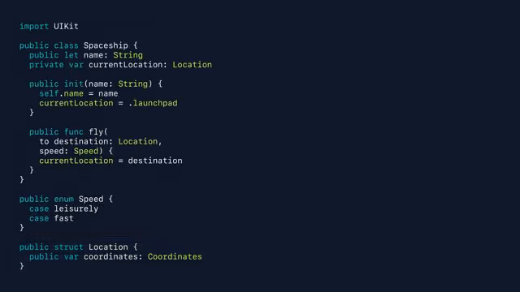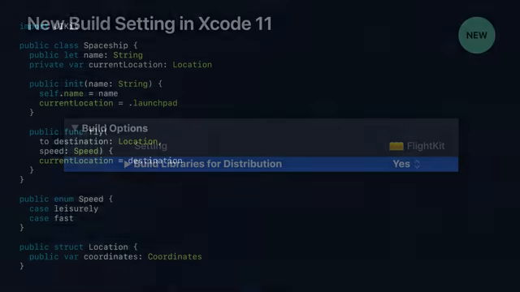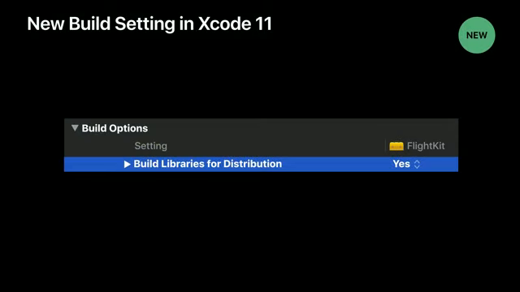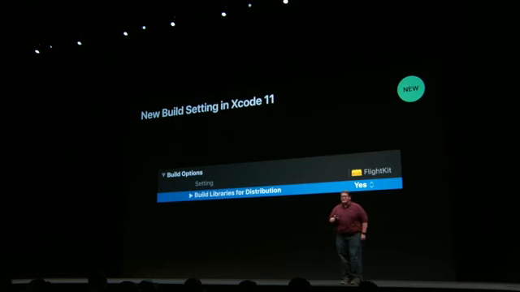Great. So we have this code. Now, how do we make sure that we build this library for distribution? Well, in Xcode 11, there's a new build setting called Build Libraries for Distribution. And it does exactly that. It turns on all the features that are necessary to build your library in such a way that it can be distributed. Now, let's talk about one of those features right now. If you've tried sending somebody a built Swift framework before, you may have seen a variant of this error.